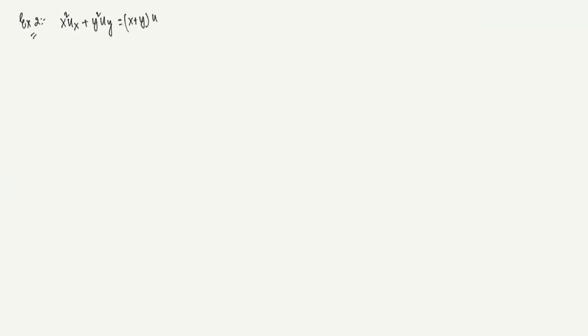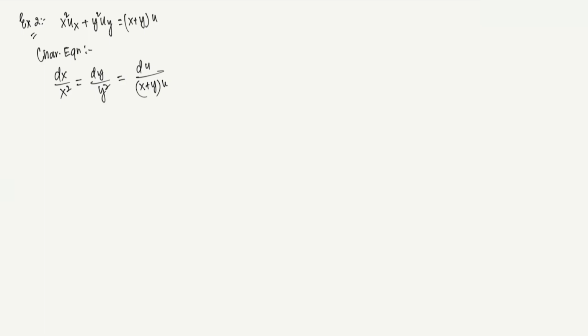Is it okay? So first of all, how do you do it? First of all, you find out the characteristic equation. What is the characteristic equation? If you remember, it is dx by a, what is a? x square. And then dy by b, what is b? y square. And then du by c, what is c? (x plus y) times u. Okay, so these are the characteristic equations.